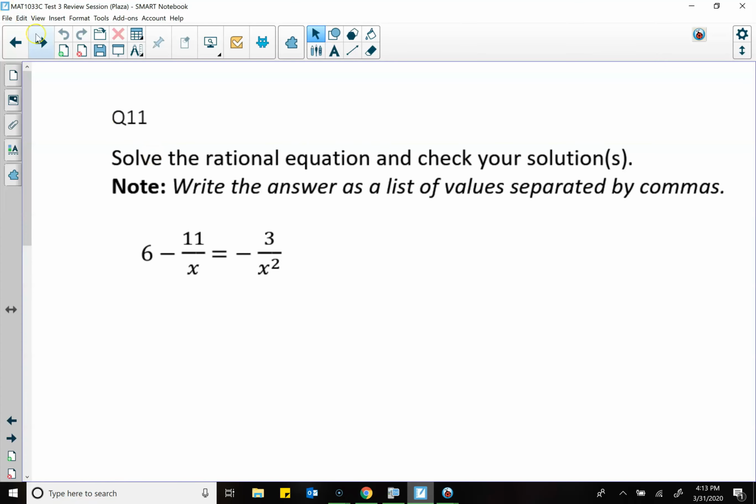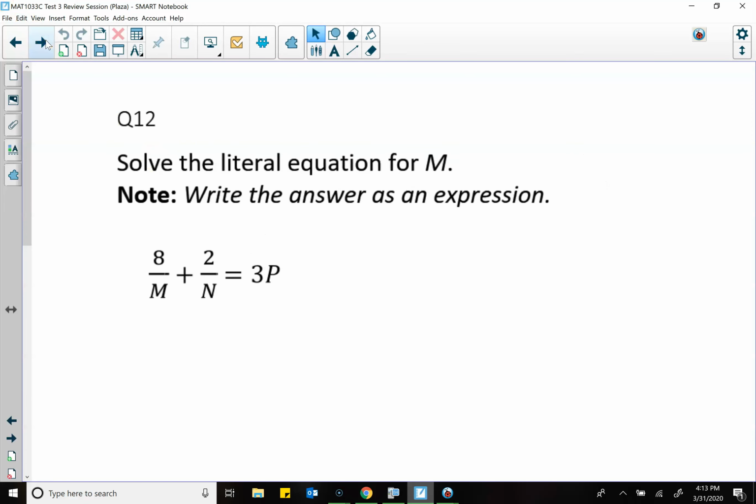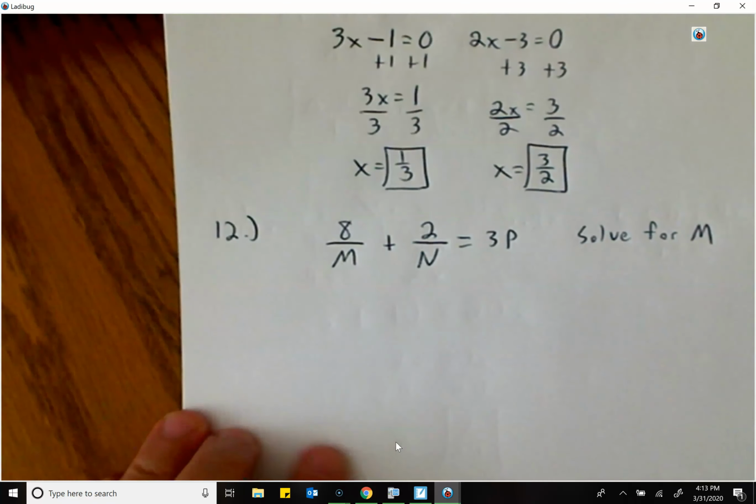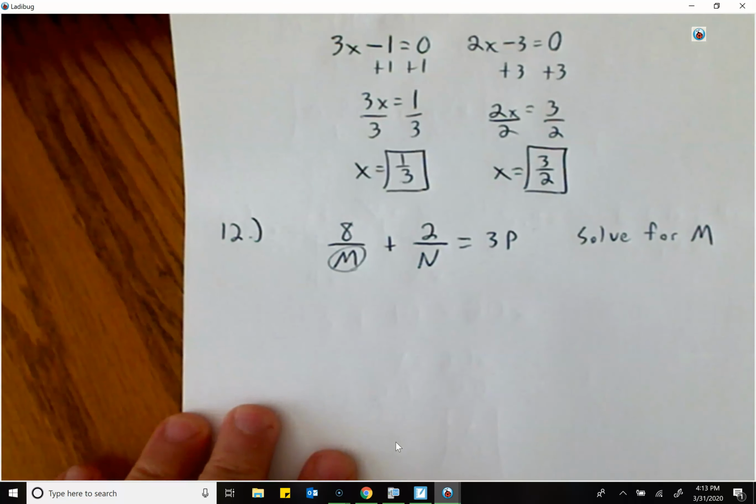All right, question number 12. So in question number 12, we are solving the literal equation. So we got 8 over m plus 2 over n equals 3p. And we want to solve for m. Okay? So we want to get this by itself.